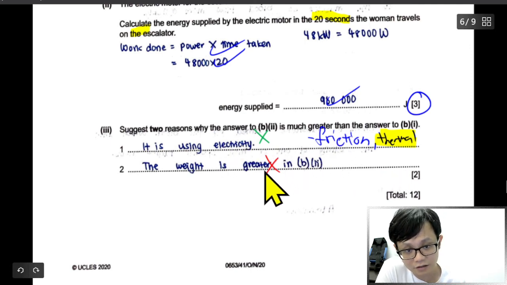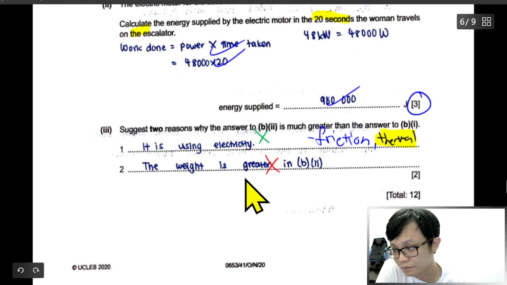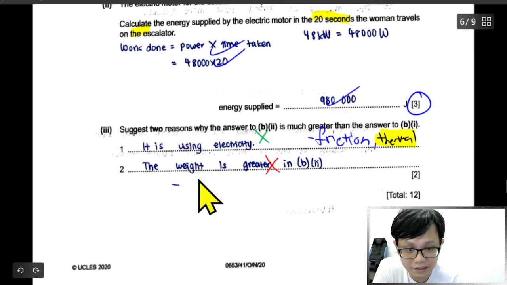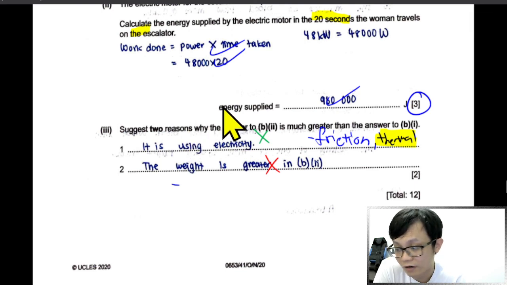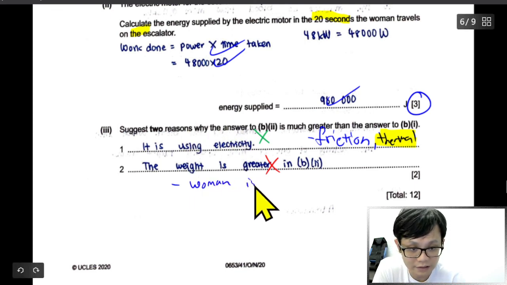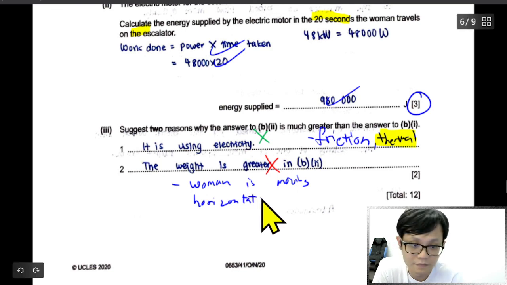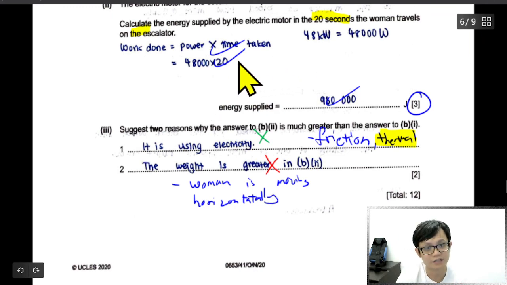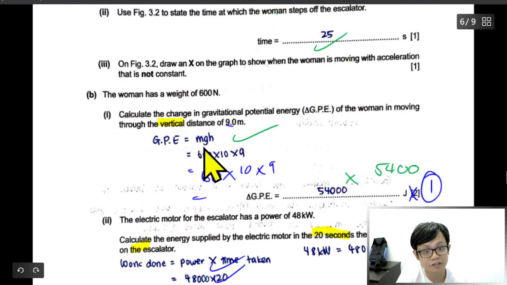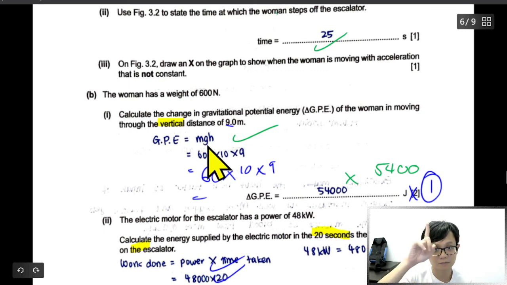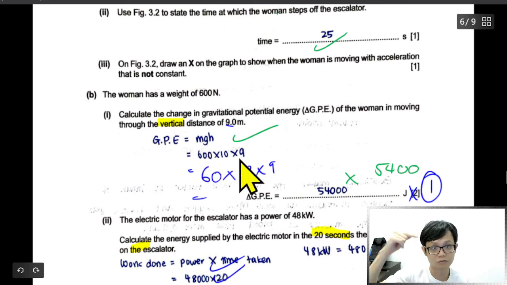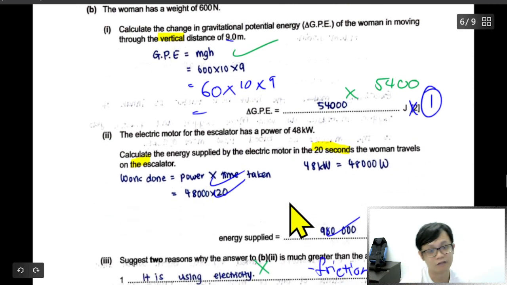So there's energy loss. And also what can we say? Also we can say the kinetic energy is used to move the escalator, or we can say the woman is moving forward, horizontally. Okay, because we use this formula mgh, we only calculate the woman going up like a lift, but we didn't calculate that the woman also moves like this. So that's energy. And one more is the energy loss.